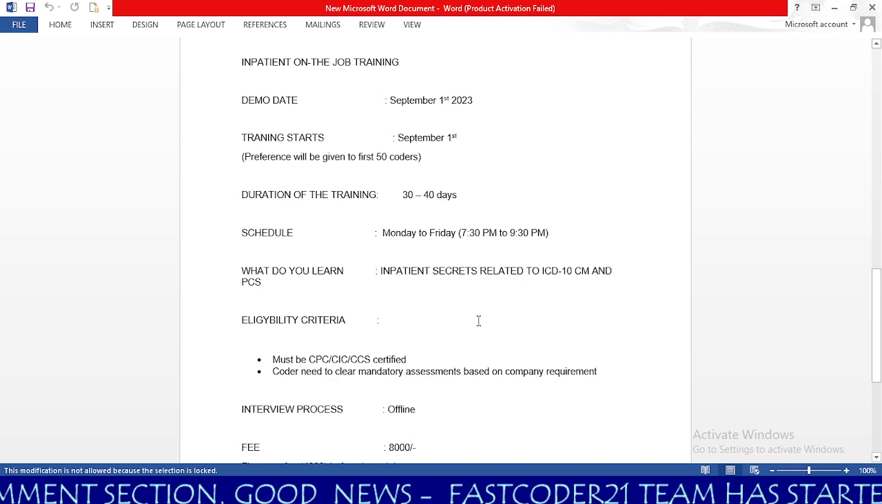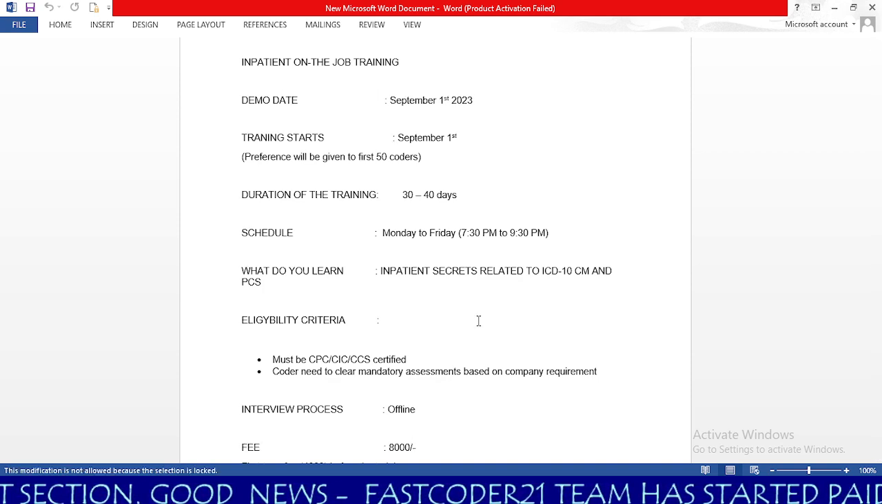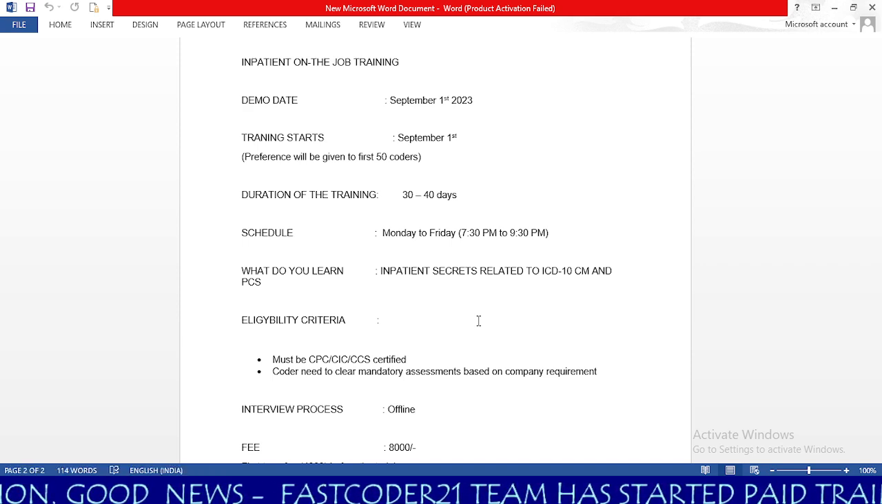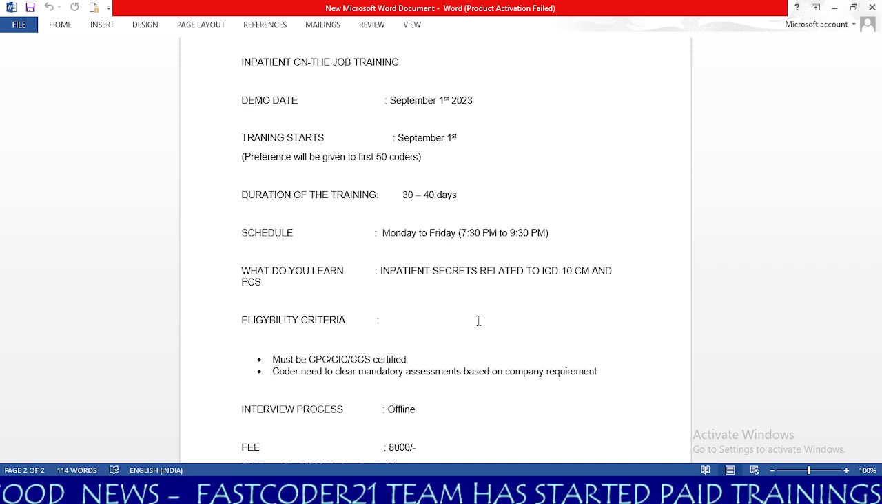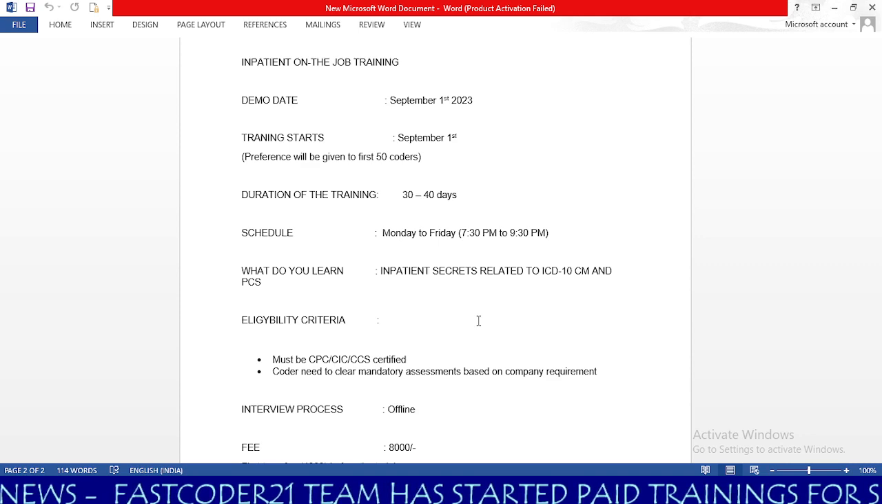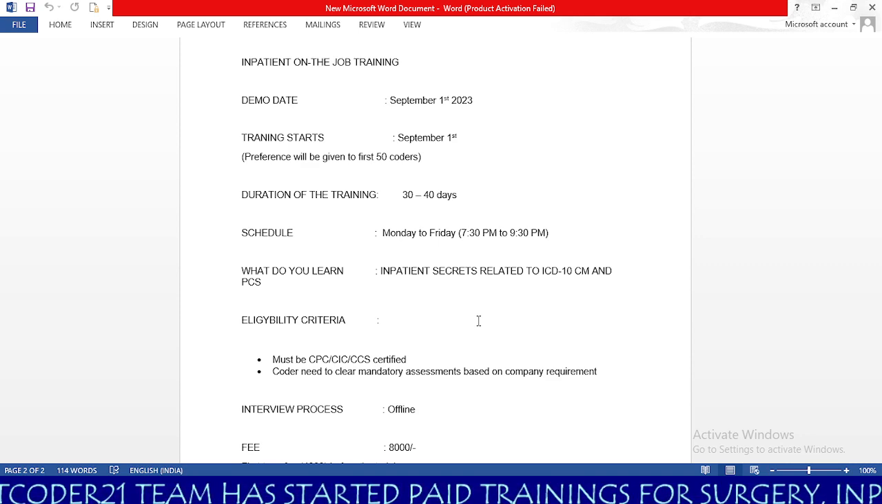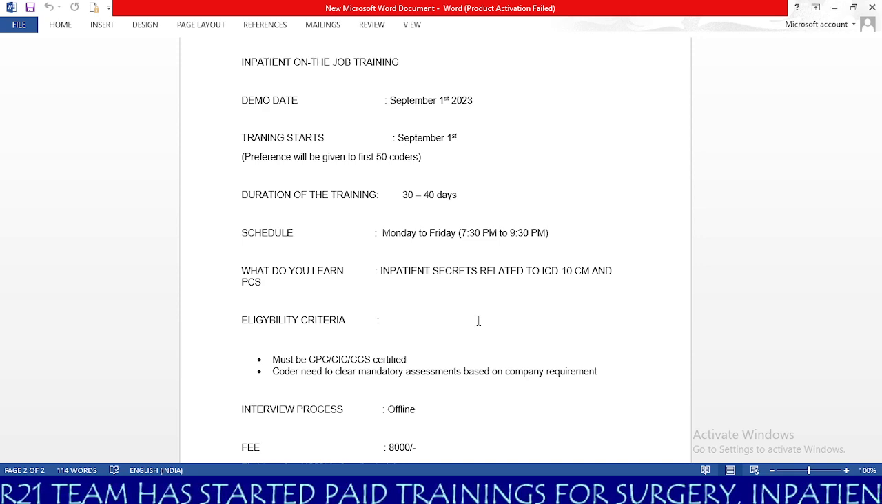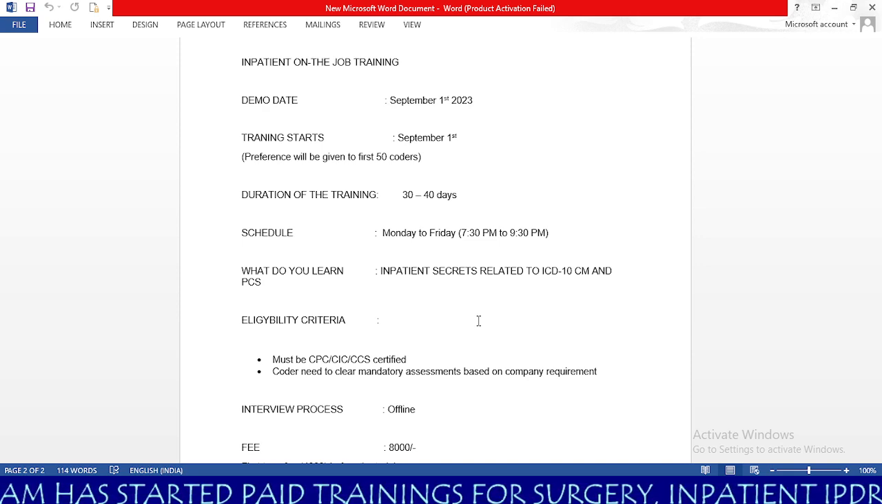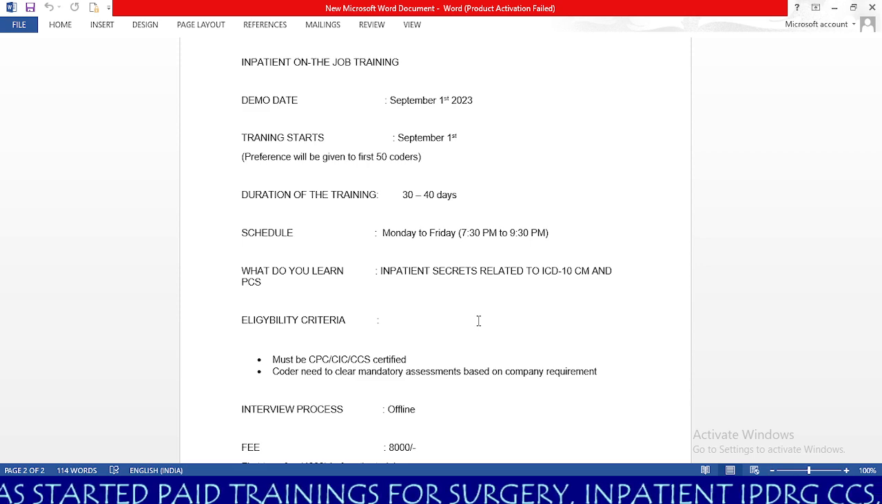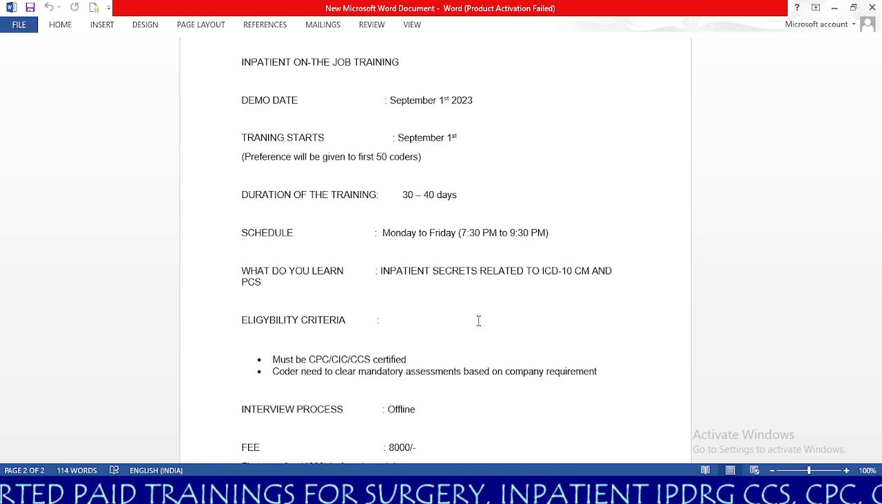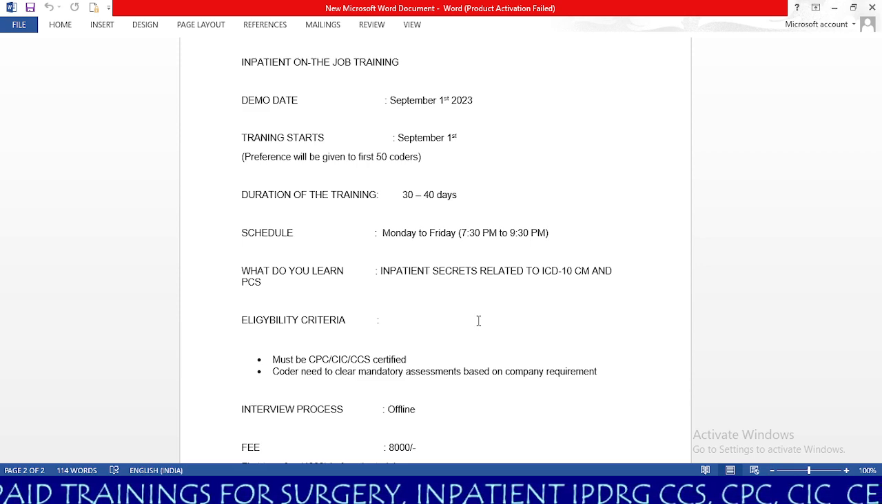So what are the benefits of this training? In this training we are going to learn inpatient coding related to ICD-10-CM and PCS. As all of us know, inpatient coding contains ICD-10-CM and PCS, as CPT is related to outpatient coding. Here you are not going to learn CPT, you are going to learn only ICD-10-CM and PCS.